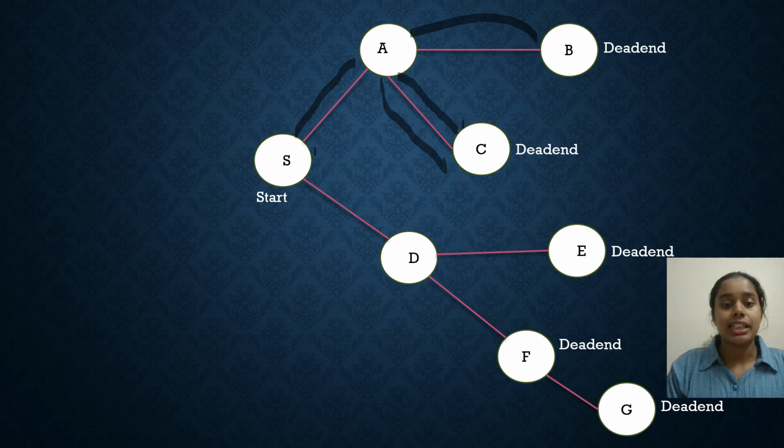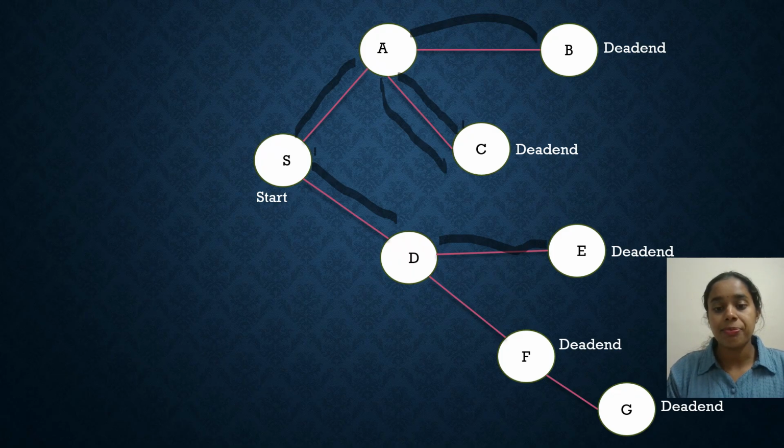From there it starts traveling again, from S to D, then from D to E. After reaching E, it sees that it is also a dead end. So it backtracks to the node D. Then from D it travels to F. From F it cannot go further in that direction, so it goes from F to G.